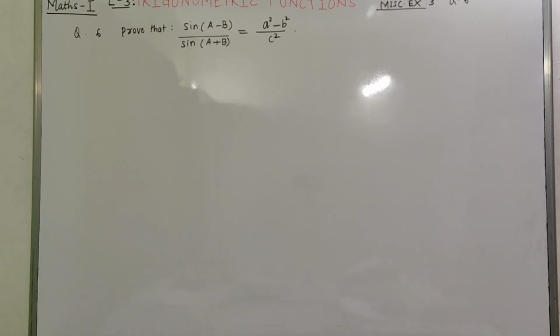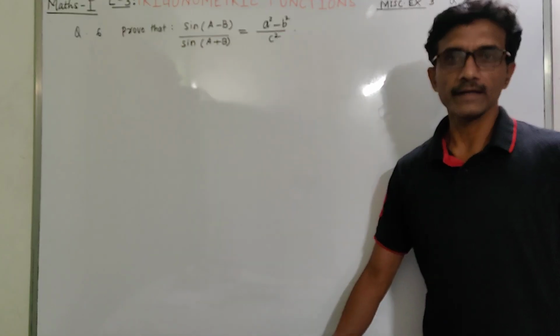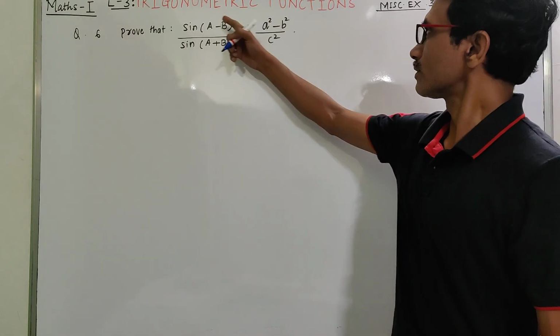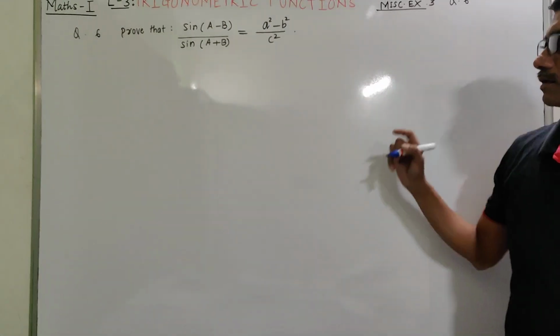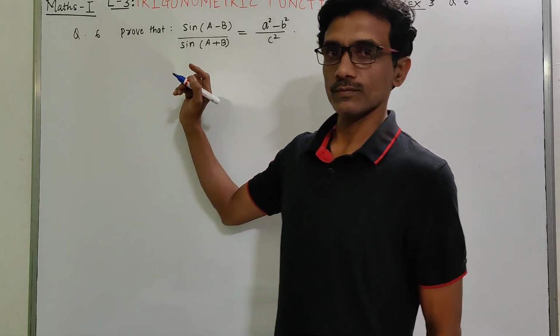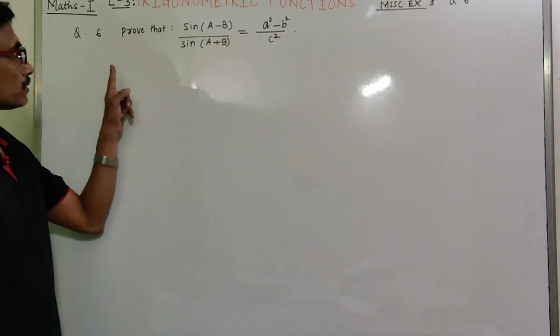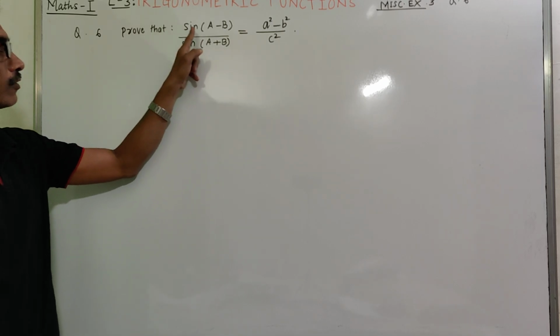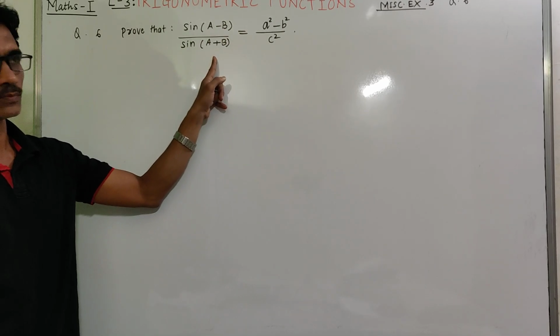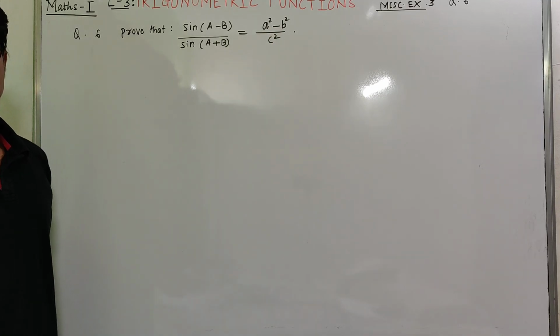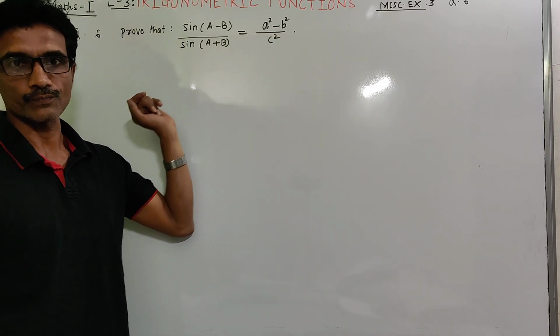Welcome to maths class. We are going to start the miscellaneous exercise of trigonometric functions. Some questions we will do. In the previous video we did some questions. So question number 6: we want to show that sine of (a minus b) upon sine of (a plus b) is equal to (a square minus b square) upon c square.